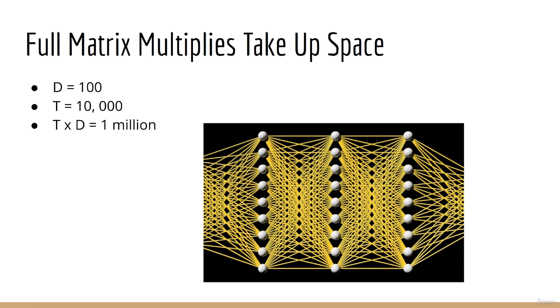The first problem is the same as with CNNs. If you were to do a full matrix multiplication, it would just take up way too much space. If D equals 100 and T equals 10,000, which by the way is not unrealistic, then all of a sudden your flattened feature vector is of size 1 million. You probably don't want a 1 million size feature vector going into your ANN.